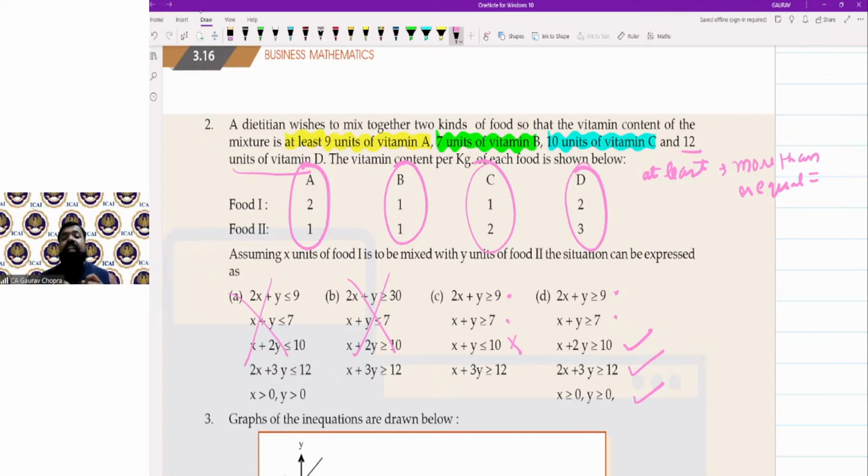वर्ड हियर इज एटलीस्ट। जब भी एटलीस्ट लिखा है एटलीस्ट 7, एटलीस्ट 7 का मतलब है 7 या उससे ज्यादा, एटलीस्ट 9 या उससे ज्यादा। देयरफॉर ग्रेटर देन इक्वल टू साइन विल बी यूज्ड। तो हम कौन सा साइन लेंगे? ग्रेटर देन इक्वल टू। सो ऑप्शन नंबर डी इज करेक्ट.